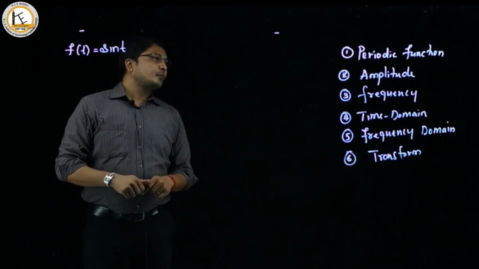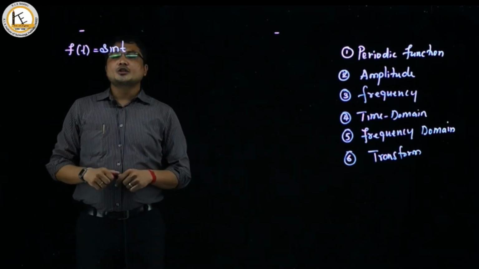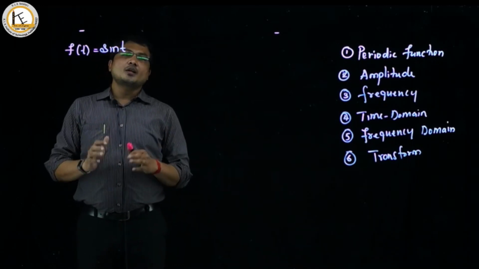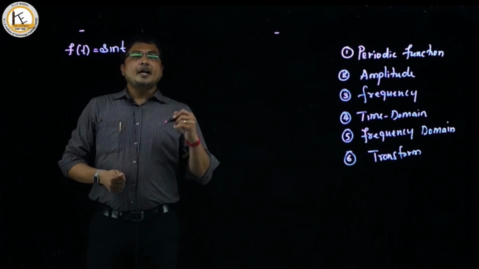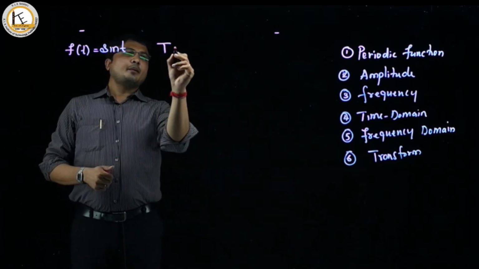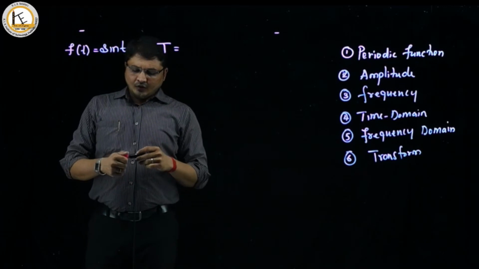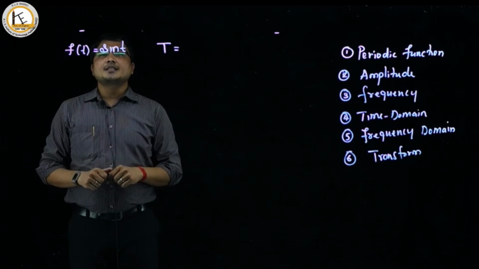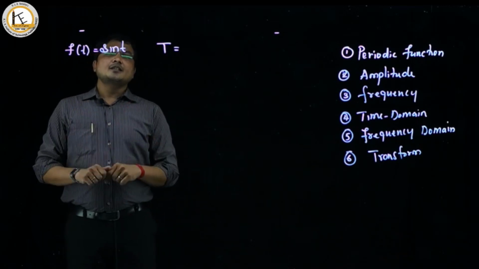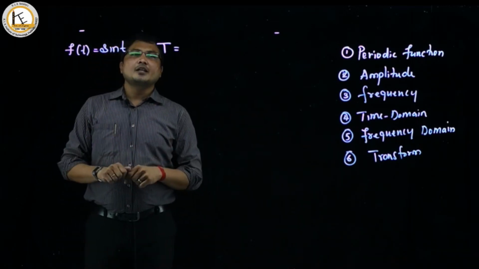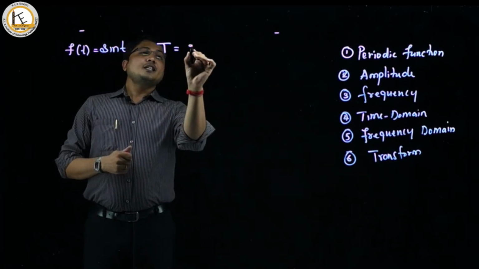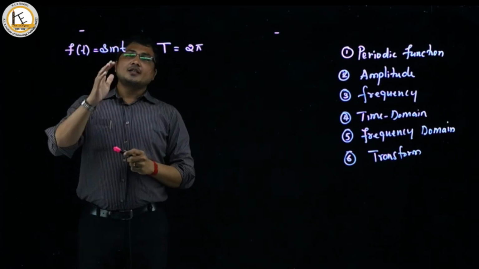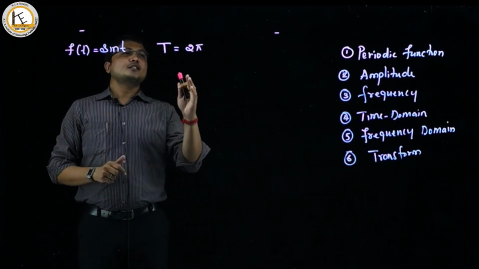So we start with the periodic function. A periodic function is a function where the function repeats its value for a fixed interval, and we denote the interval as capital T. For example, if I take a function f of t is equal to sine t, then I can say that the sine function is a periodic function with period T equal to 2 pi. Why is the period of the function sine t 2 pi?